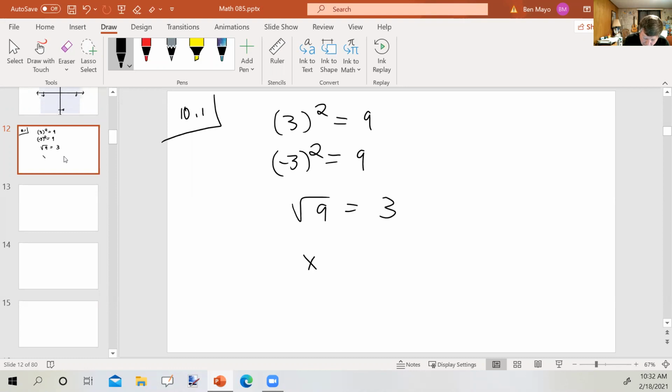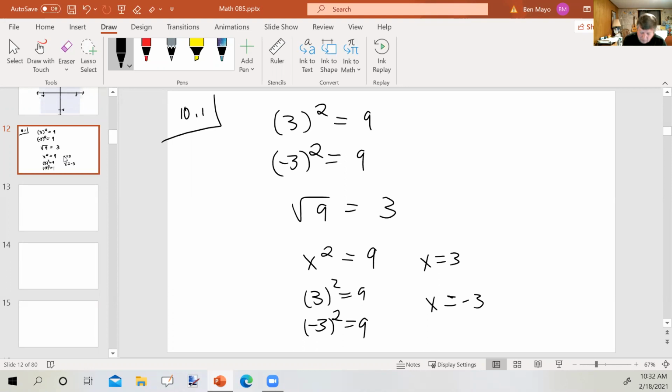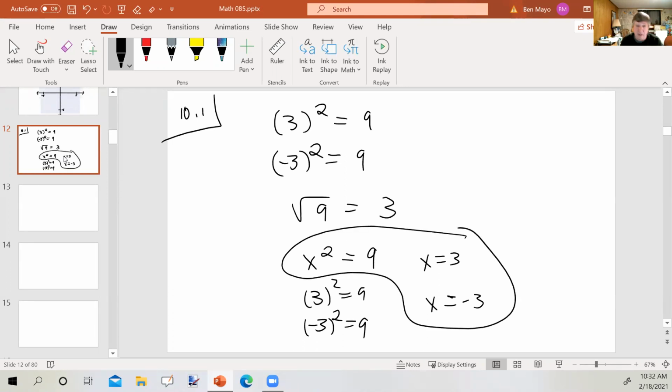Let's say we have the equation x squared equals 9. Can you see that x could equal 3 because you'd have 3 squared equals 9, but x could also equal -3 because you could have -3, the quantity squared, equals 9. Therefore, for the equation x squared equals 9, there are 2 solutions, x equals +3 and x equals -3. Any questions about that idea?